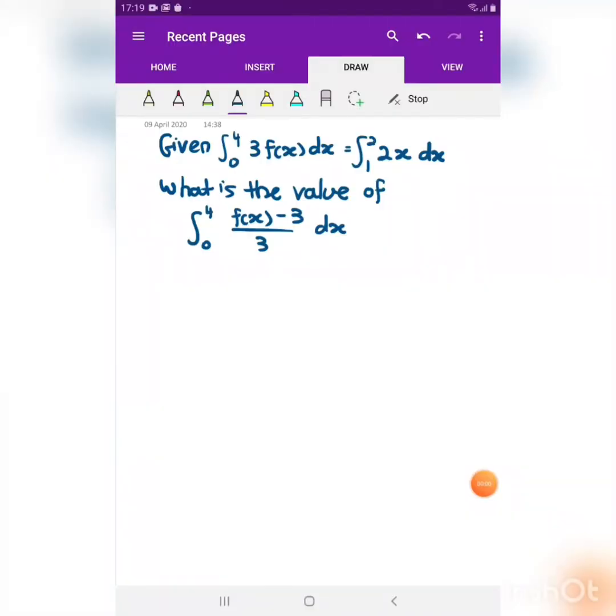So today we'll be doing integration, and today's integration I'm going to present it to you all using some technology to serve you all better. Our integration question is the following. Given integral of 0 to 4 3f(x) dx equals integral of 1 to 2 2x dx. They're asking what is the value of integral 0 to 4 of (f(x) minus 3) over 3 dx.